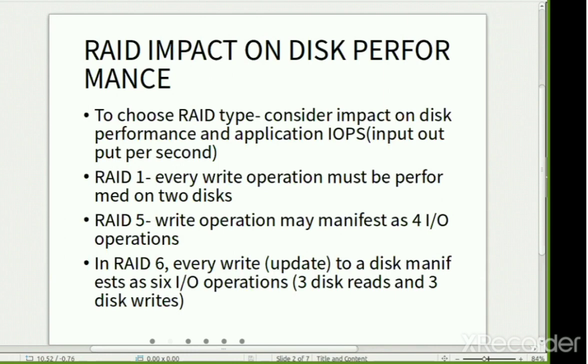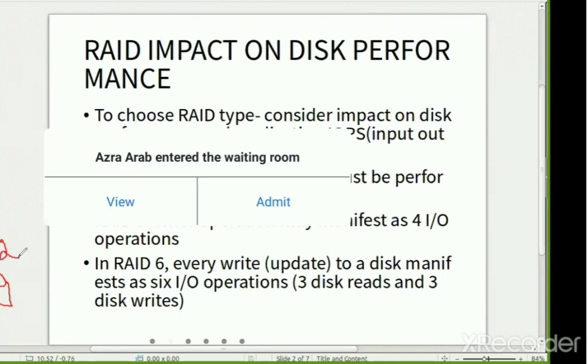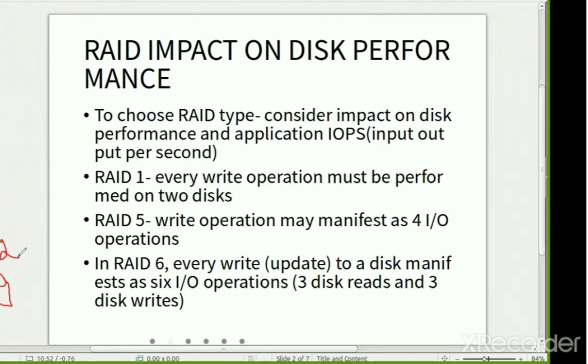I'm sorry, the drawing is so bad. In case I'm having one particular disk over here, then another particular disk, whenever I'm trying to write, both copies will be going into the disks. That means I'm going to perform the write operation two times. So here I can say that the write operation has to be performed on the two disks.